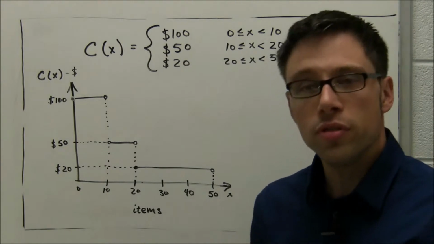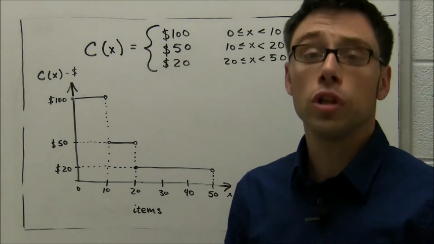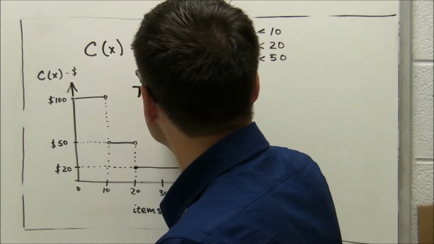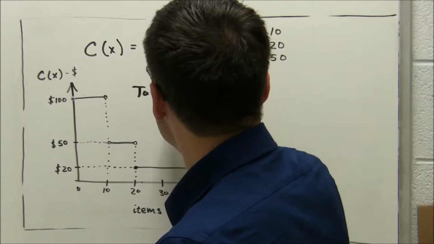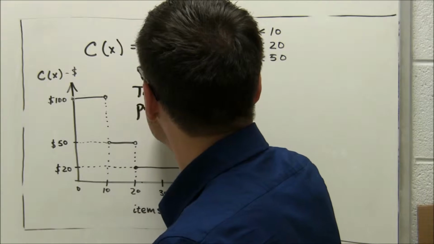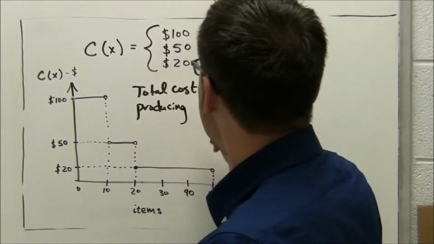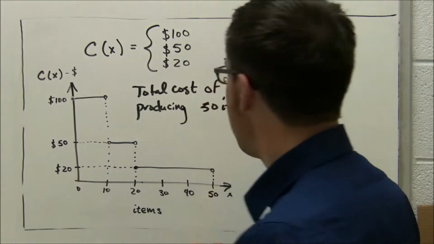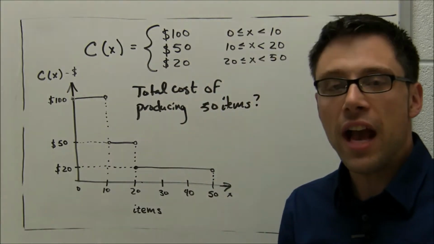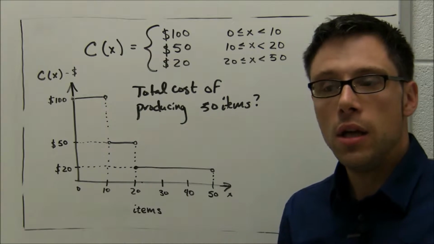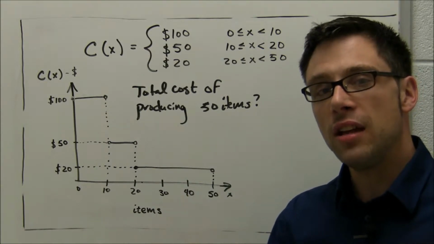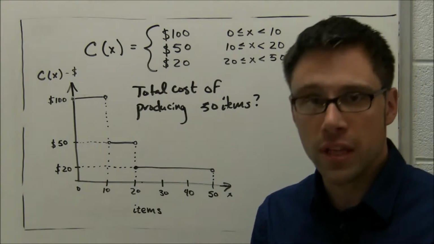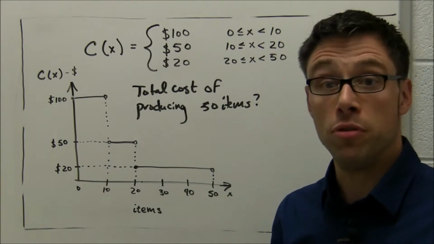So let's compute, in particular, the total cost. What if I'm looking for the total cost of producing 50 items? You'll see that it's actually a very simple idea, but it can be extended, and it's related to this notion of finding the area underneath a given curve. But let's go ahead and compute this.